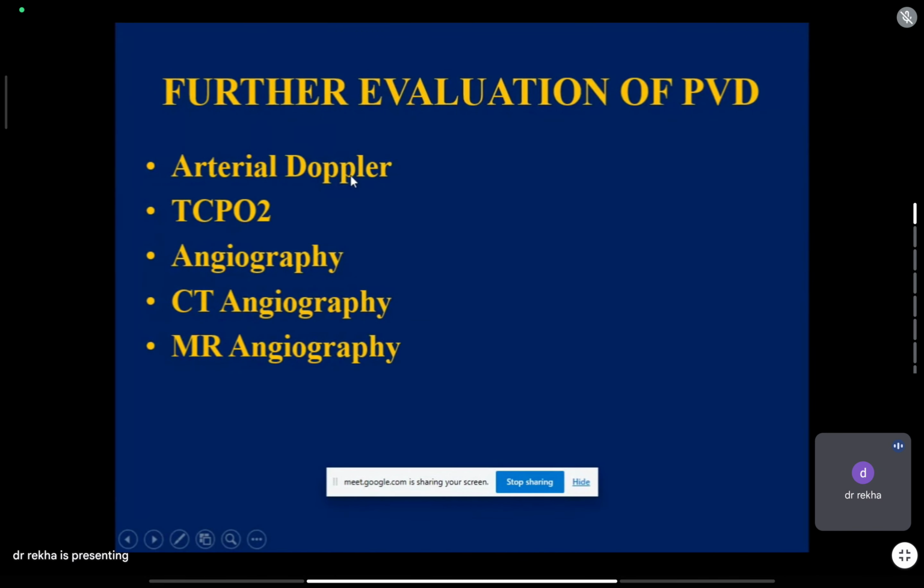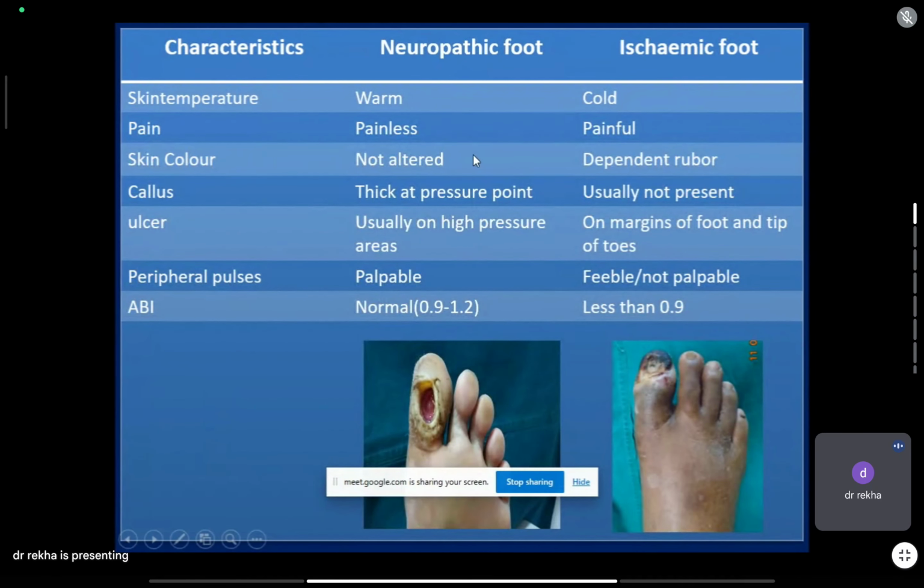So if we are unable to find the ankle brachial index, then we can go for further tests like arterial Doppler, TcPO2 (transcutaneous partial pressure of oxygen), and angiography, CT angio and MR angio. There are more tests. So how do we differentiate between the neuropathic foot and ischemic foot? Very simple. Neuropathic is warm, ischemic there is no blood supply, so it is cold.